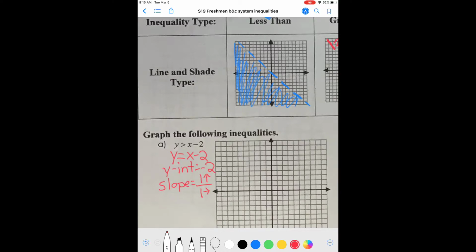So we're going to graph this, starting at the origin. Y-intercept is -2, and our slope tells us to go up 1 to the right 1, up 1 to the right 1, up 1 to the right 1, or we could go backwards and go down 1 to the left 1, down 1 to the left 1. So this is what our graph would look like. Now, do we have a solid or dashed line? Is there a line underneath the inequality sign or symbol? No, there is not. So it's going to be dashed.